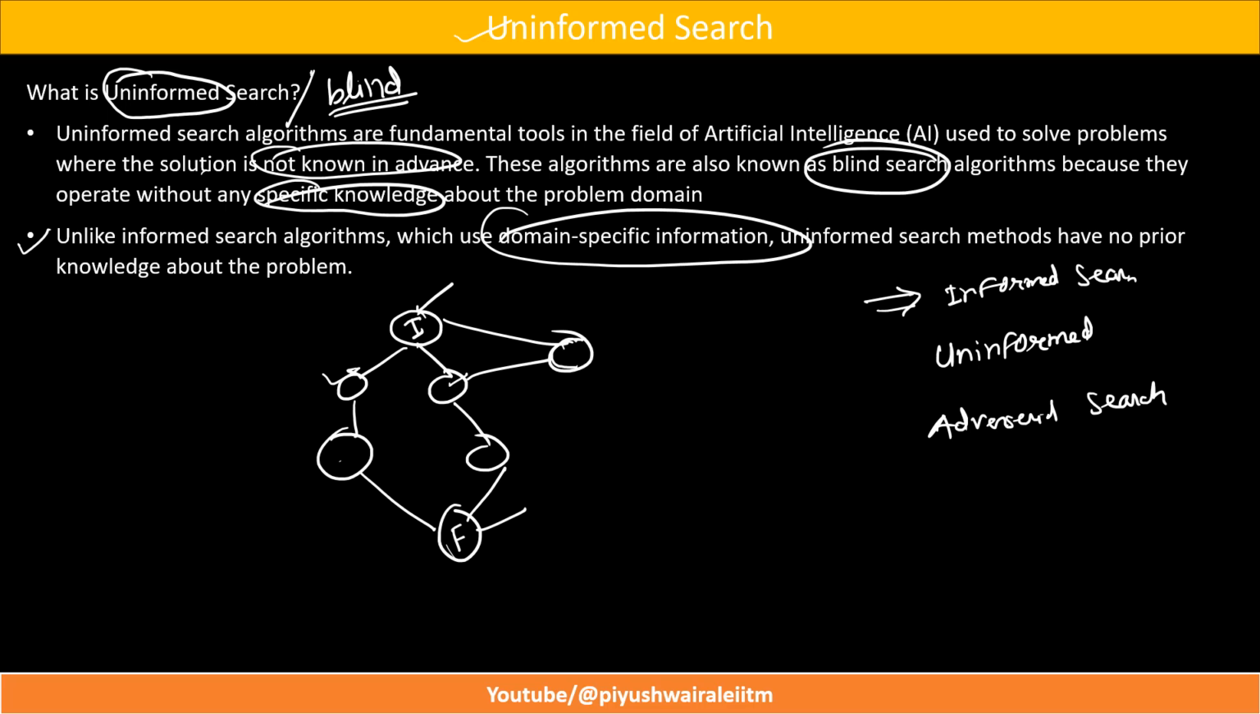But we have some specific information that will help us reach this particular goal, right? But in the case of uninformed search, we don't have any prior knowledge about the problem. So that's what uninformed search is. We will discuss this in detail one by one.